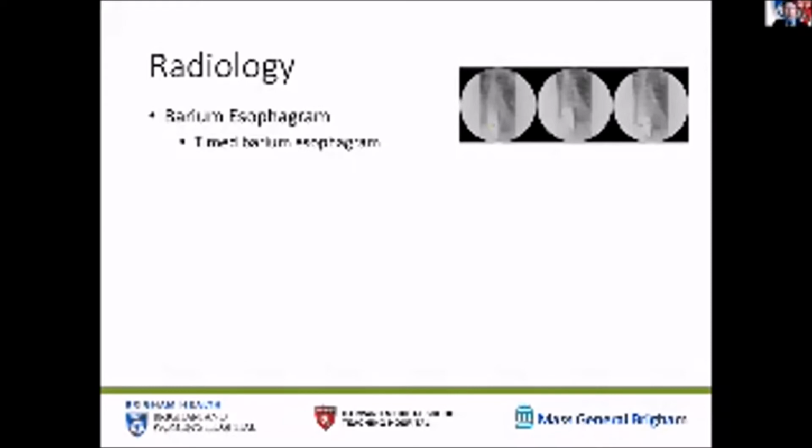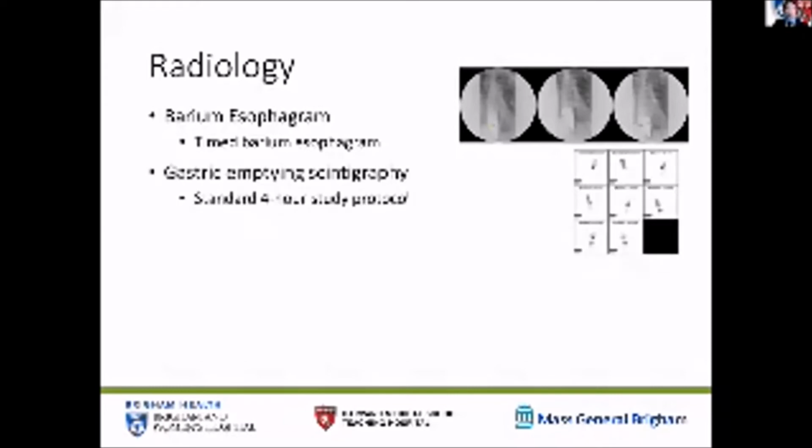Gastric emptying scintigraphy is important in management of patients with potential gastroparesis. It's important that the standard 4-hour study protocol is used. It is currently considered the gold standard for scintigraphy. In this protocol, anything more than 10% retention at the 4-hour time point, or less than 90% emptying at the 4-hour time point, is considered abnormal.